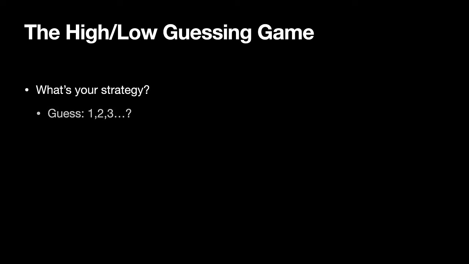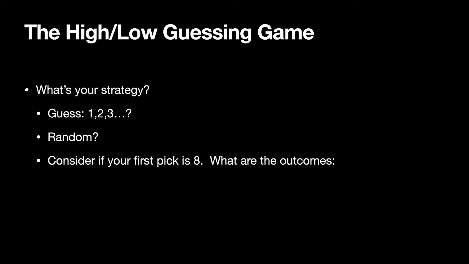A simple strategy would just be to guess 1, 2, 3, or maybe 5, 6, 7, or maybe 15, 14, 13, and so on. Another approach would be to just randomly pick numbers using some sort of a random or pseudo-random number generator. But both of those seem pretty naive. So consider what happens if your first pick is 8.